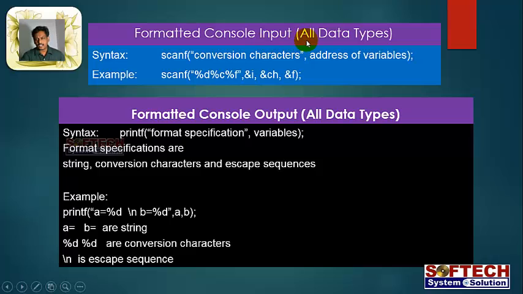This is formatted console input, that is, all data types. Formatted I/O deals with all data types, while unformatted I/O deals only with character and string. In the previous two programs we analyzed character and string. Now we learn about formatted console I/O, to deal with all data types.